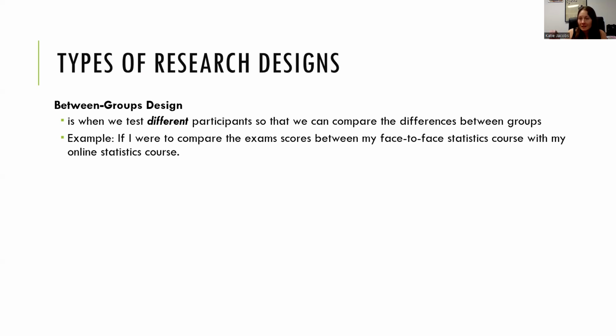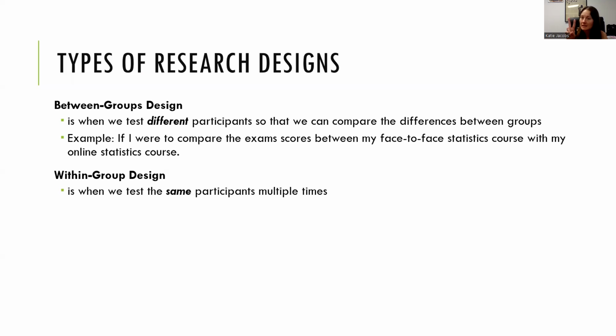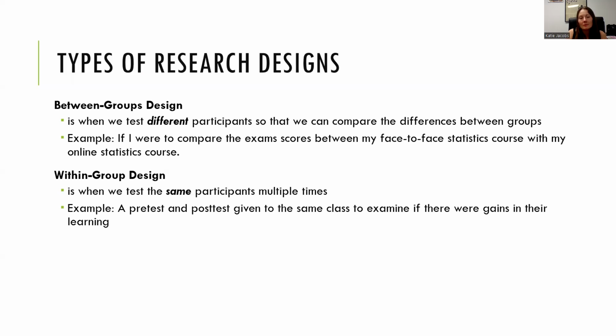And if I were going to do that, the type of analysis we learned last week was the independent samples t-test. Within group design then is when we test the same participants multiple times. So for the dependent samples t-test, we're testing our participants twice. Okay, so an example of this would be a pre-test and post-test given to the same class to determine if there's gains in their learning.